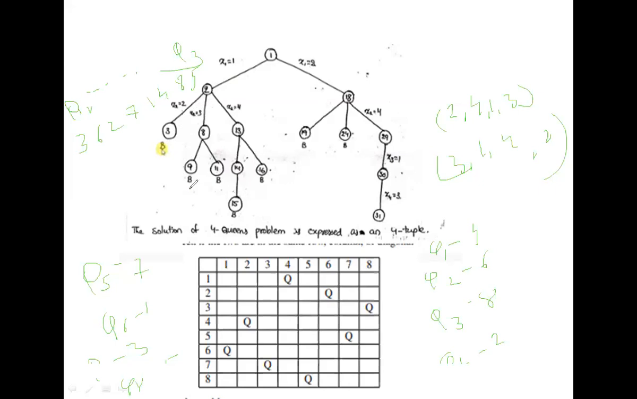Okay, so what is the 8 queens problem? In the same way, we have 8 queens and we have to place the 8 queens on an 8 by 8 chessboard. The same rules apply: no two queens share the same row, same column and same diagonal.